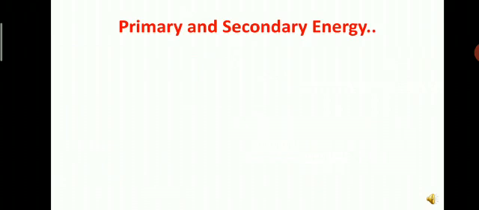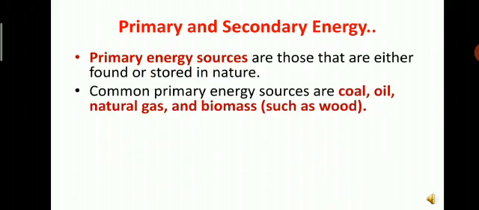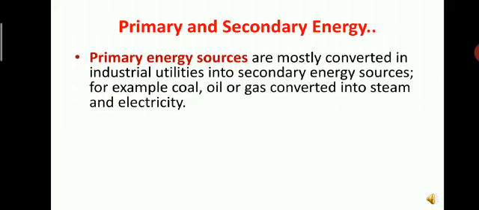Primary and secondary energy. Primary energy sources are those that are either found or stored in nature. They are naturally available. Common primary energy sources are coal, oil, natural gas and biomass. Wood is also treated in the category of biomass. Other primary sources available include nuclear energy from radioactive substances, thermal energy stored in Earth's interior, and potential energy due to Earth's gravity. Primary energy sources are mostly converted in industrial utilities into secondary sources. For example, coal or oil or gas converted into steam and electricity.